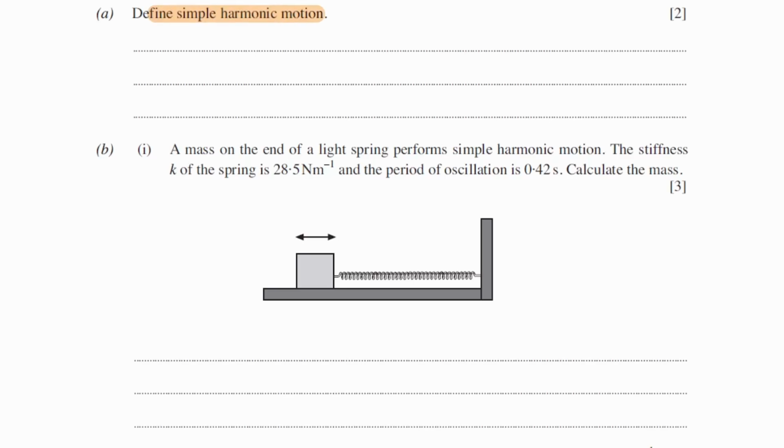Define simple harmonic motion. Simple harmonic motion is when you have the restoring force being directly proportional to displacement from equilibrium and acting in the opposite direction. So that will mean towards equilibrium. You can also define this in terms of acceleration. So acceleration is proportional to the negative of displacement. You can define it either way.